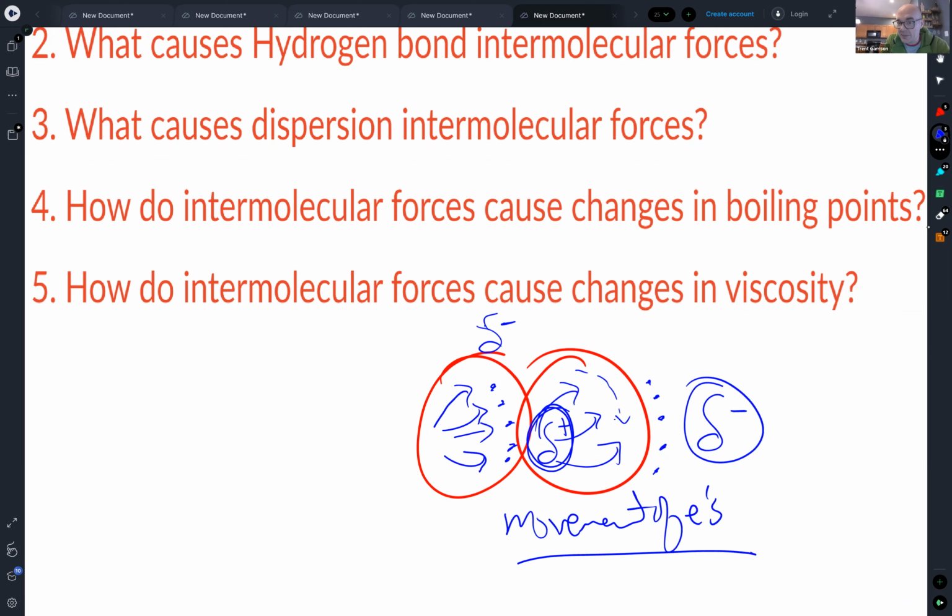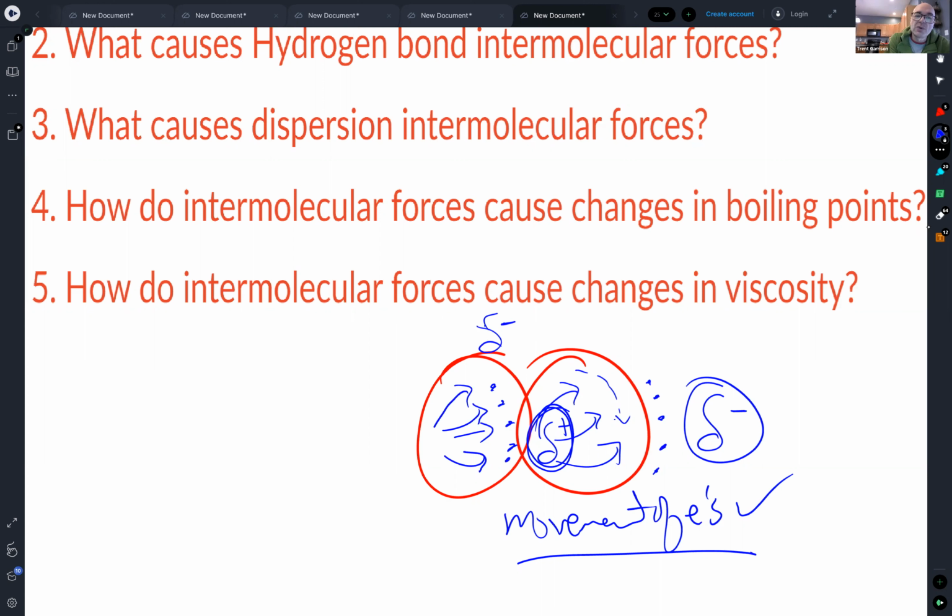This is not based on size. This is not based on structure. This is only based on the movement of the electrons. So as quickly as the electrons move to one side, there are attractive forces. But when the electrons move to the other side, those attractive forces are over.